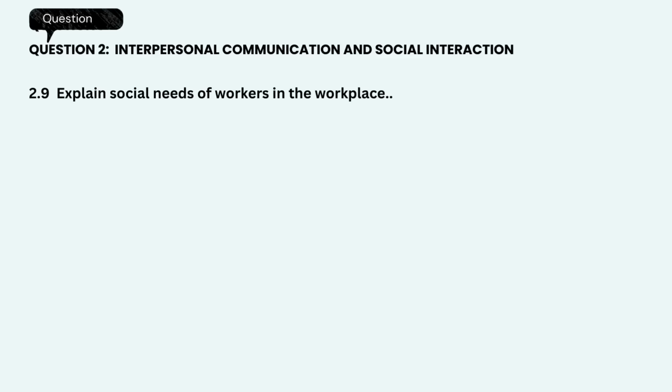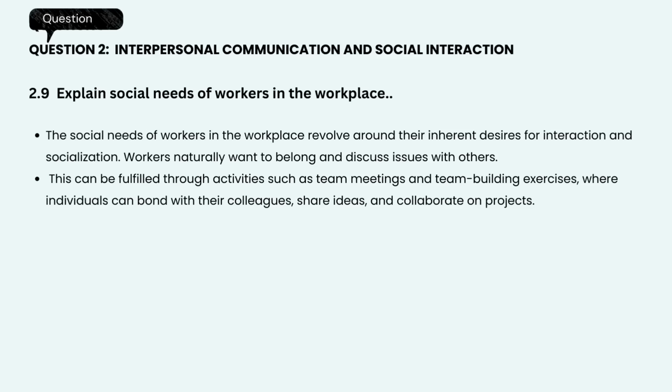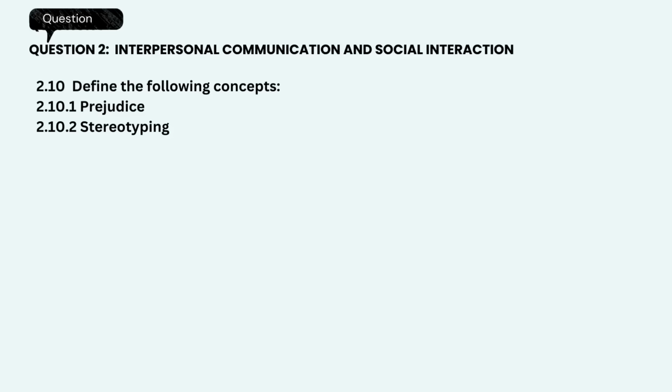Question. Explain the social needs of workers in the workplace. The social needs of workers in the workplace revolve around their inherent desires for interaction and socialization. Workers naturally want to belong and discuss issues with others. This can be fulfilled through activities such as team meetings and team-building exercises, where individuals can bond with their colleagues, share ideas, and collaborate on projects.